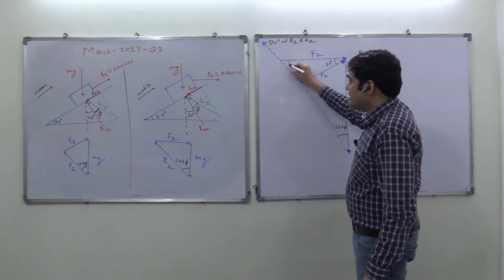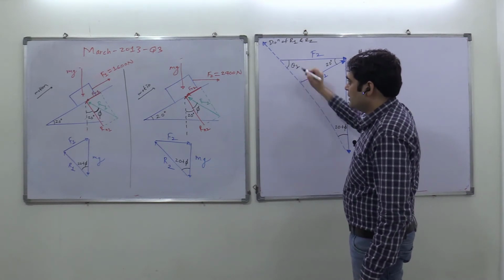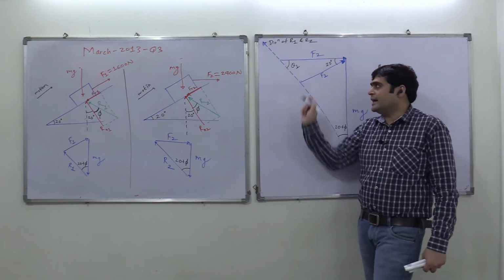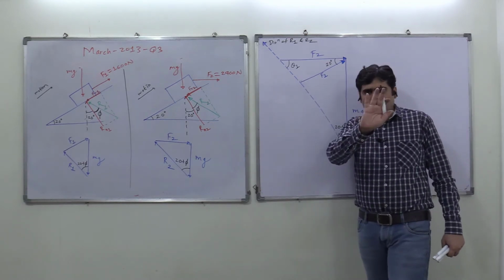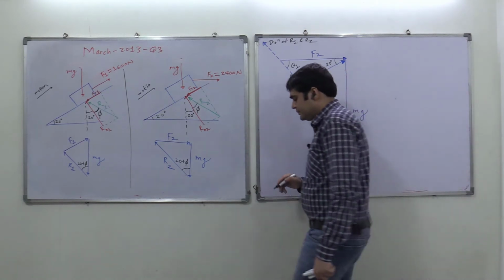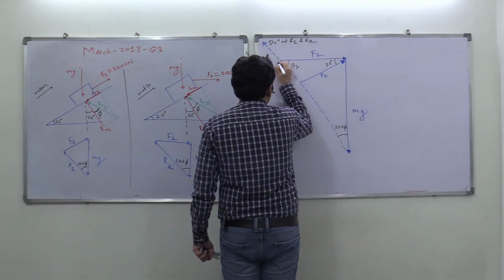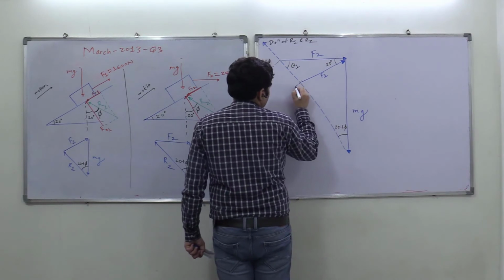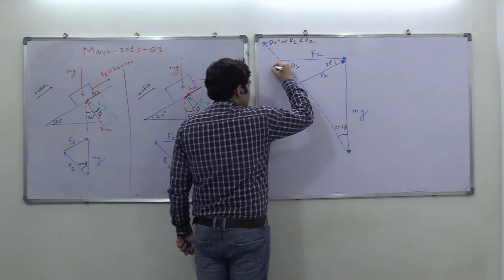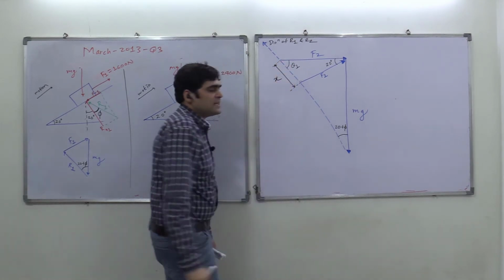I am assuming this angle as theta 1. We don't know that angle, so we are assuming that angle as theta 1. Try to see the scenario here. We are assuming this distance as x.